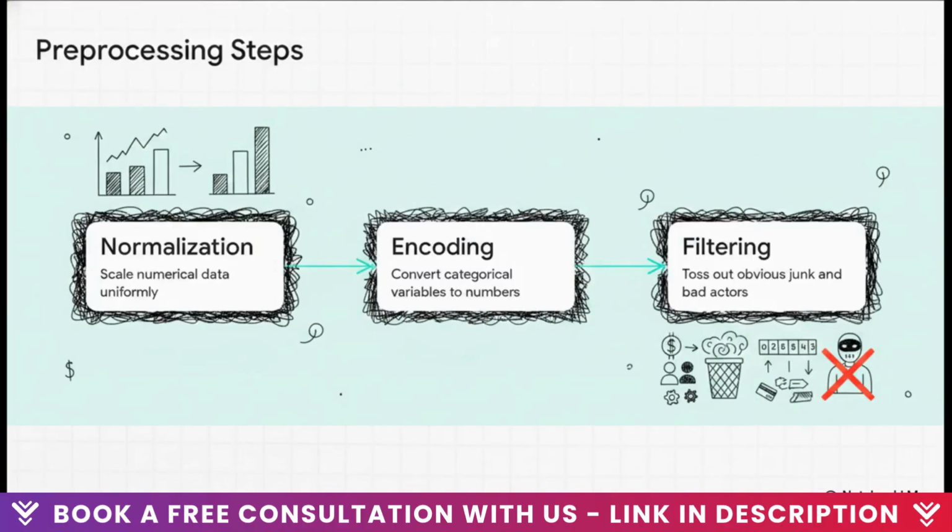Now, this pre-processing stage handles 3 really critical steps seamlessly. First, normalization. This scales numerical data, like transaction amounts, so they're all uniform. Second, categorical encoding. This takes non-numerical data, like say a merchant type or payment method, and converts it into a numerical format. We actually also use tokenization here to instantly anonymize sensitive data, like your actual credit card number. And finally, rule-based filtering. This just tosses out the obvious junk or blatantly known bad actors right off the bat.